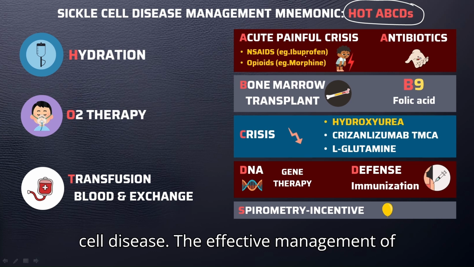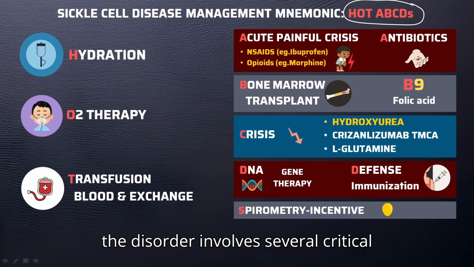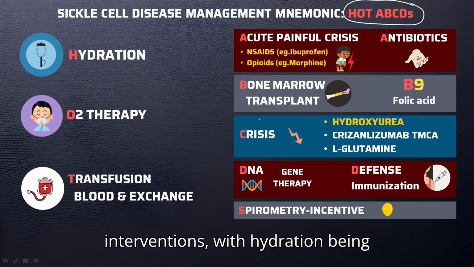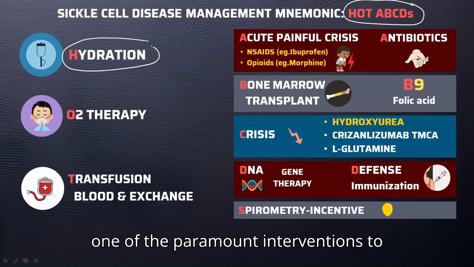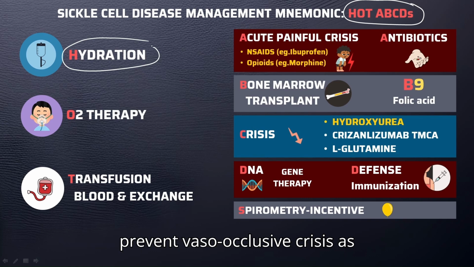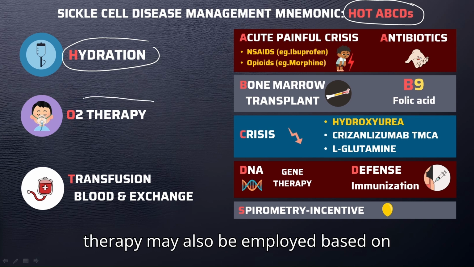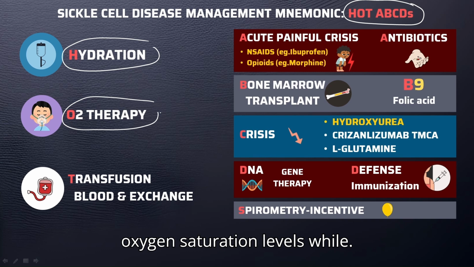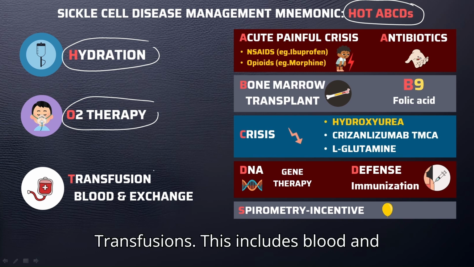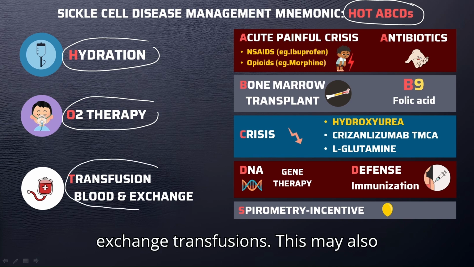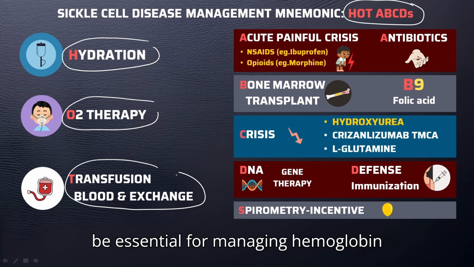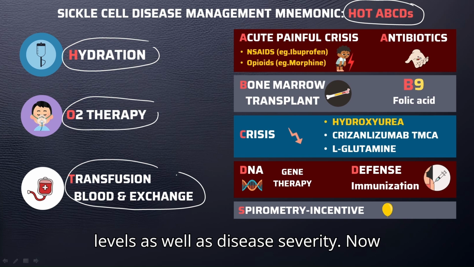The effective management of the disorder involves several critical interventions, with hydration being one of the paramount interventions to prevent vaso-occlusive crises as well as renal impairments. Oxygen therapy may also be employed based on oxygen saturation levels, while transfusions, this includes blood and exchange transfusions, may also be essential for managing hemoglobin levels as well as disease severity.